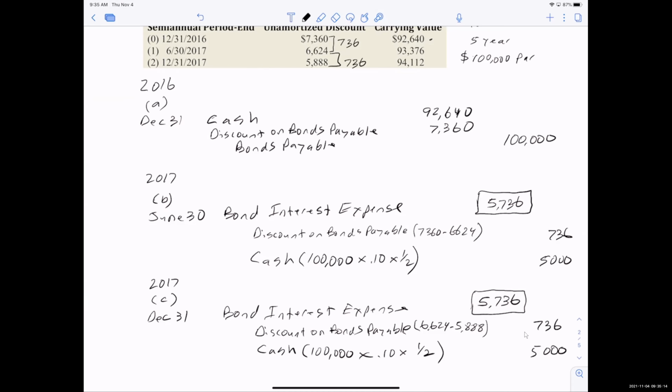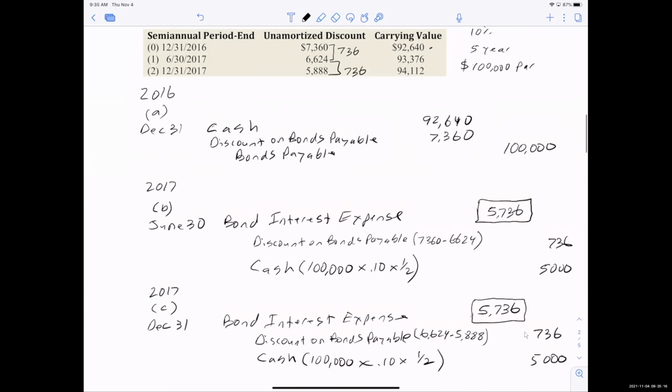Your book, though, wants you to do this. It wants you to see, well, the unamortized discount was 6,624, but now after we do our entry, it's 5,888. Well, what's the difference between 6,624 and 5,888? Well, that's how much we allocated. So that number is, again, 736. So that's how they want you to do these problems.